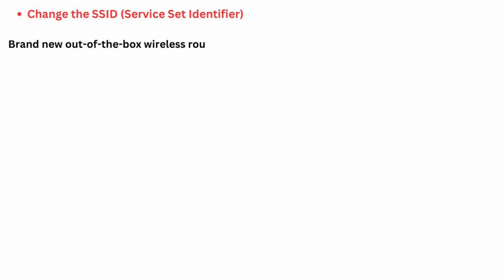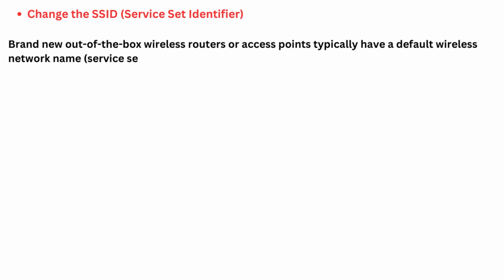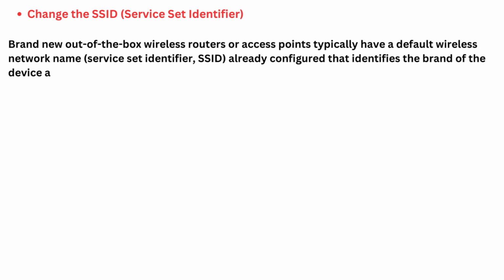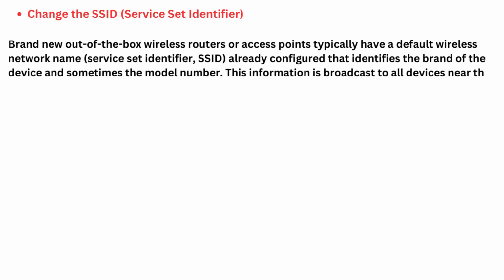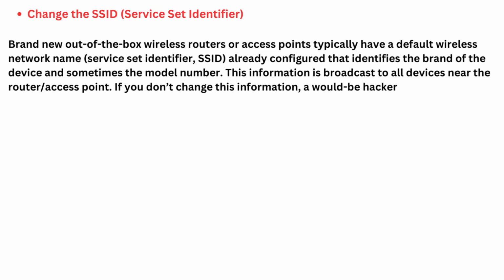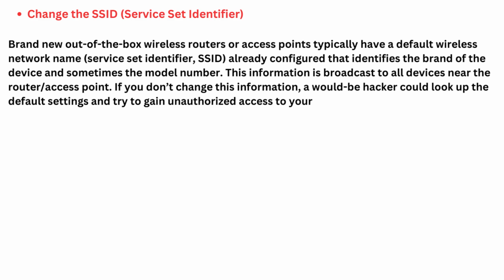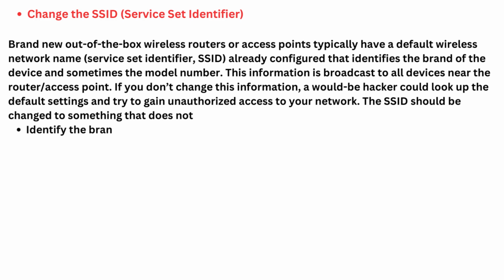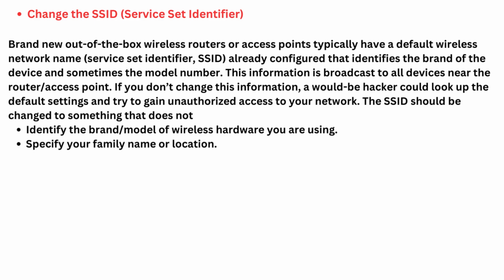Brand new out-of-the-box wireless routers or access points typically have a default wireless network name, Service Set Identifier, SSID, already configured that identifies the brand of the device and sometimes the model number. This information is broadcast to all devices near the router or access point. If you don't change this information, a would-be hacker could look up the default settings and try to gain unauthorized access to your network. The SSID should be changed to something that does not identify the brand or model of wireless hardware you are using, specify your family name or location, or reveal other personally identifiable information, PII.